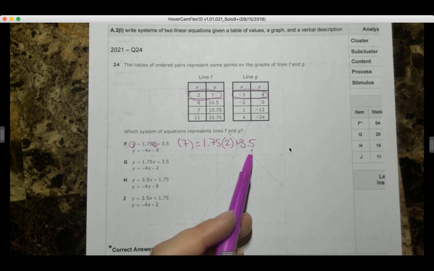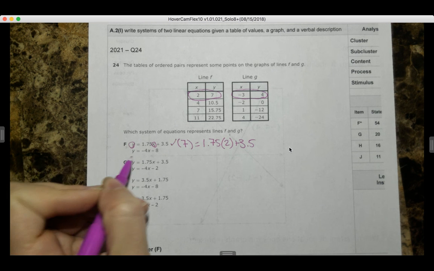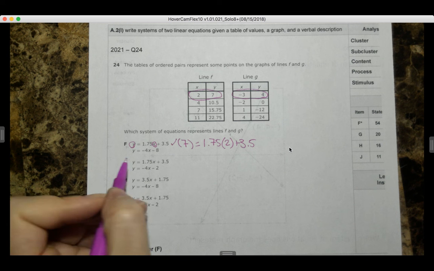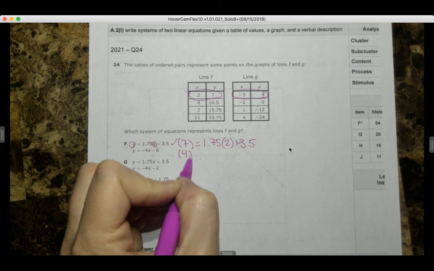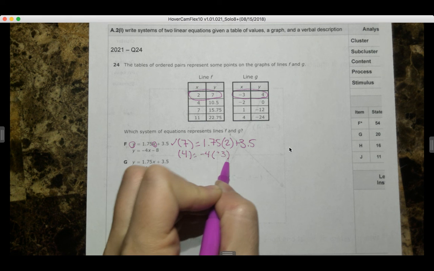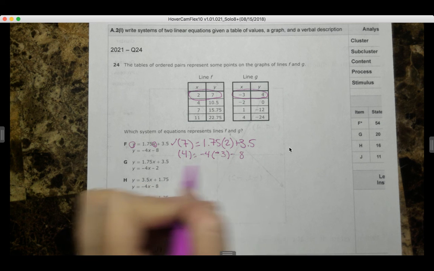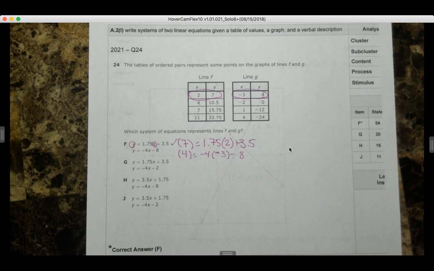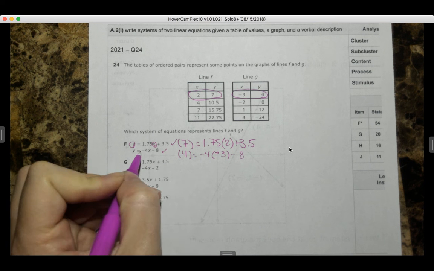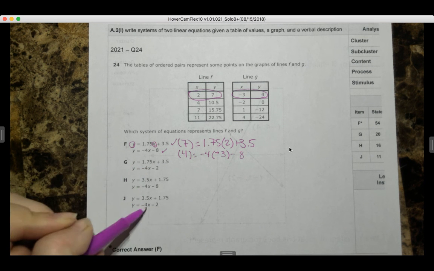And what's really important is that once I determine whether the first equation is true or false, I need to look at the second as well. So that's going to give me 4 equals -4 times (-3) minus 8. And again, plugging that into my calculator to see if it tells me if it's true or false. Now, in this case, my first answer choice happens to be true. I recommend checking each one.